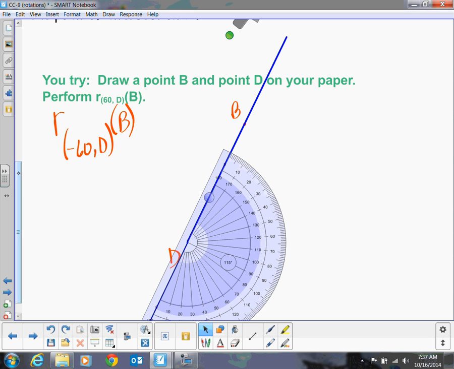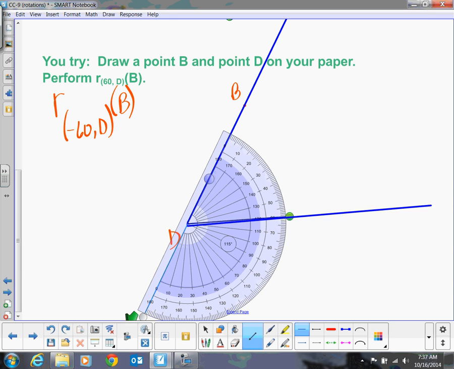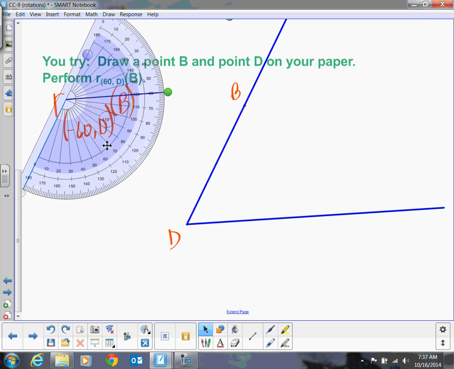Now which numbers do I look at on my compass protractor? The inside or the outside? Outside. So this is 10, 20, 30, 40, 50, and it said 60. Notice I'm rotating in a clockwise direction. That's because that's negative. And you're going to draw a nice big ray. Then we're going to move our protractor out of the way.